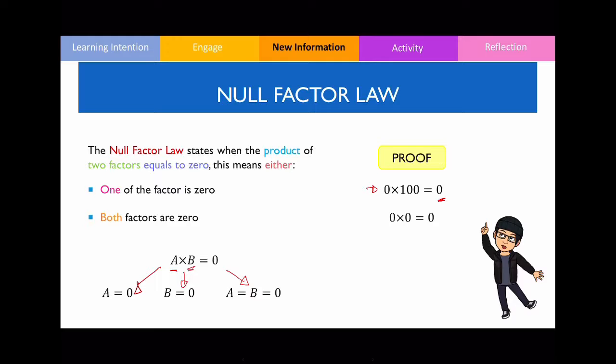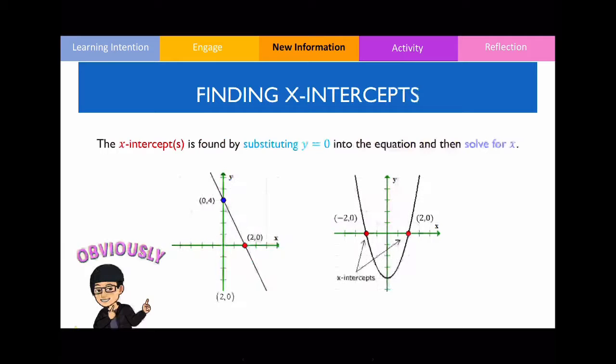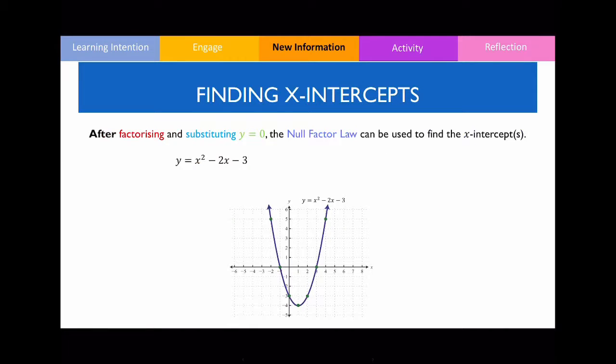So how do we actually use this to solve and find out what your x-intercepts are going to be? Well, we already know that if you were trying to find the x-intercept for any given equation or any type of graph, what we did was we substitute y is equal to 0 into the equation and then rearrange to solve for x. Notice that for your x-intercepts, your y value is equal to 0. That's the reason why we sub y is equal to 0 to find the corresponding x value. But what you also need to do is be able to factorize the quadratic equation, and then you can proceed to use the null factor law to find the x-intercepts.